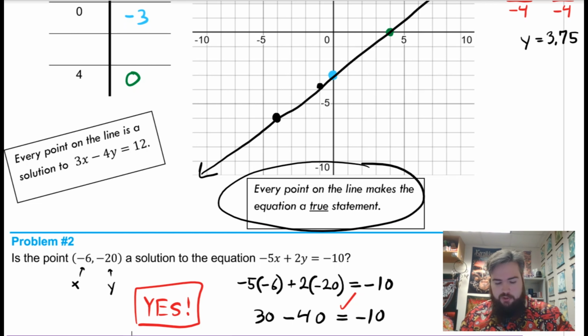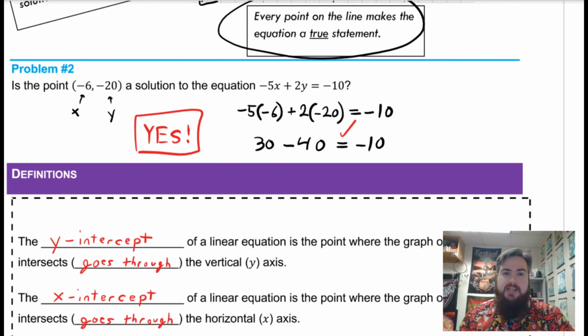To wrap this up, let's look at a few definitions. Some of the points that we had plotted on the graph at the top here do have special names. I'll point these out. Notice this green point that I have here that we got from 4, 0, and this blue point that we have here from 0, -3. These 2 points are intersecting or going through the axes x and y, respectively. The green point is going through the x-axis and the blue point is going through the y-axis. Because of that, these points are going to be called x and y intercepts.